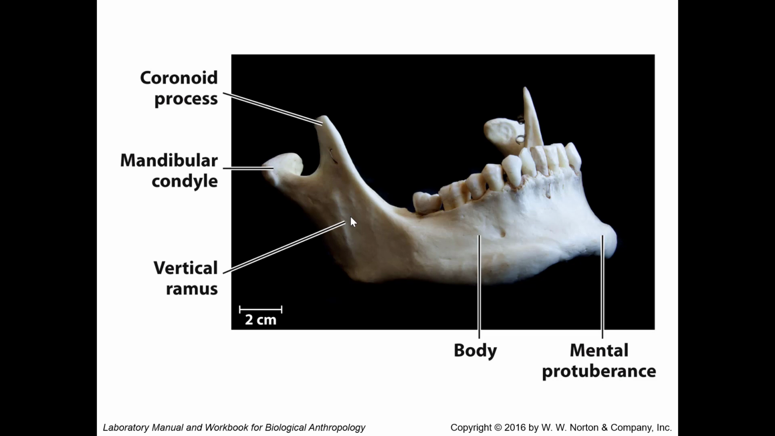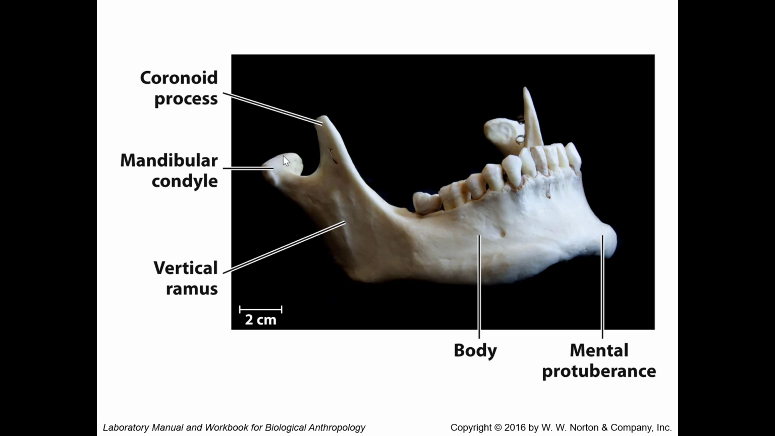The main part of the mandible is a horizontal body, right here. It is thick and strong, and the reason for it being thick and strong is to support the teeth. The vertical ramus, which is right here, extends upwards on each side of the mandible, and the end of each vertical ramus is marked by a mandibular condyle, right over here. The mandibular condyles are round processes that articulate with the fossa on the temporal bones, and they make up the temporomandibular joint, or the TMJ.